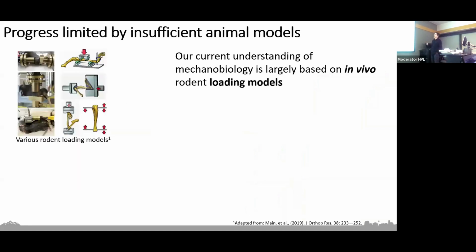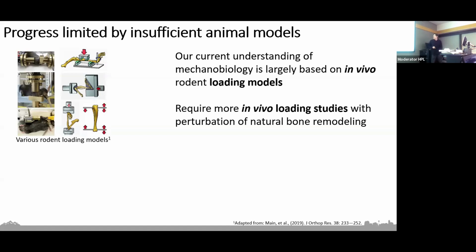Now, unfortunately, our progress has been a little bit limited by some insufficient animal models in developing this understanding of mechanobiology. So our current understanding has been largely based on these in vivo rodent loading models. We can see some examples there on the left-hand side of the screen. And we certainly do need more of these in vivo loading models, particularly those that are actually perturbing the natural states of bone remodeling using things like anti-resorptive drugs.